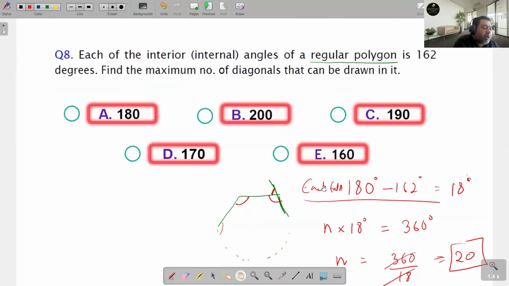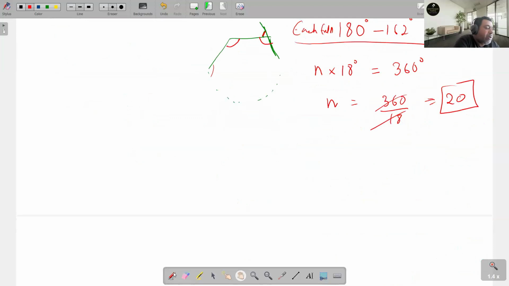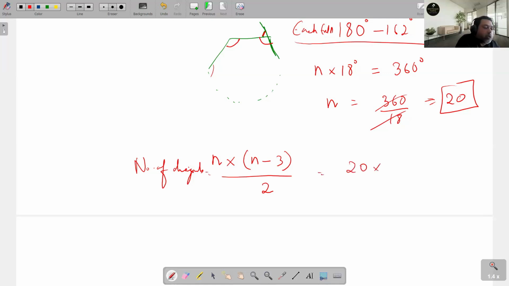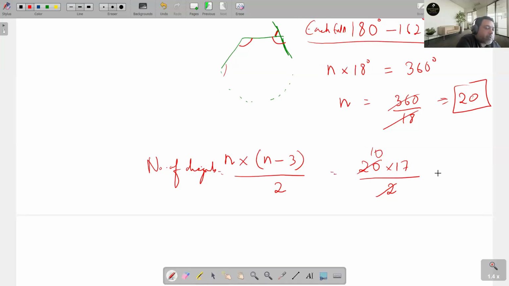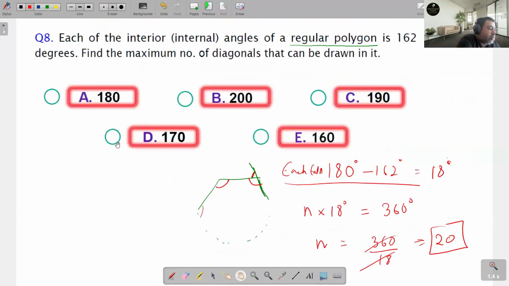Now we need to find the number of diagonals. There's a formula for that: the number of diagonals is the number of sides multiplied by the number of sides minus 3, divided by 2. That is going to be 20 into 17 divided by 2, which is 170. So that's going to be your answer, option D.